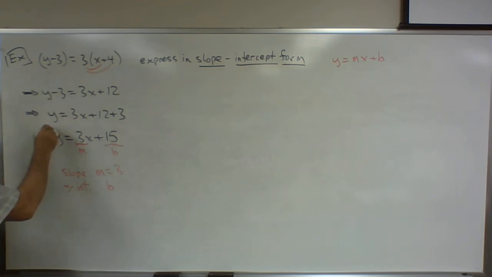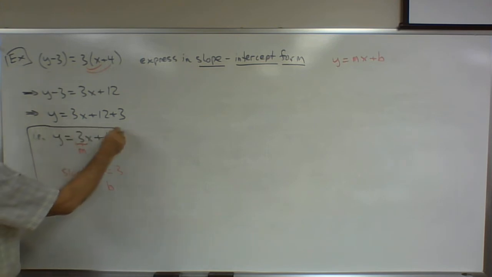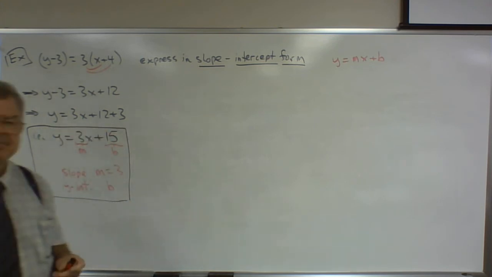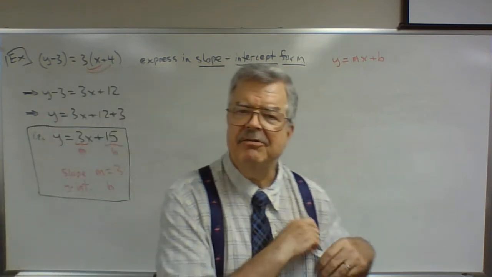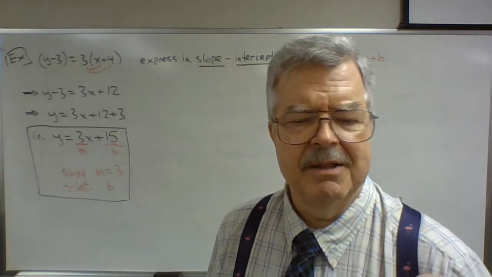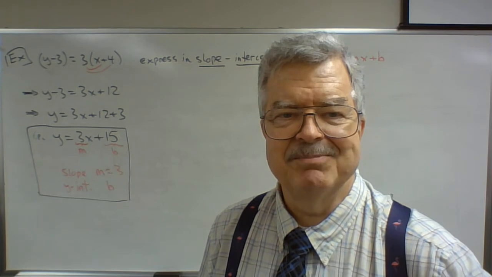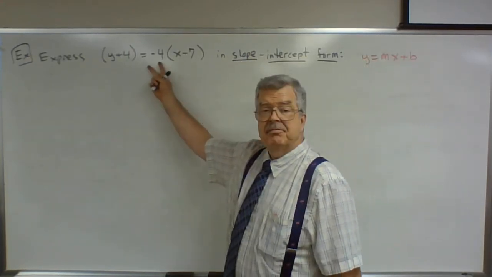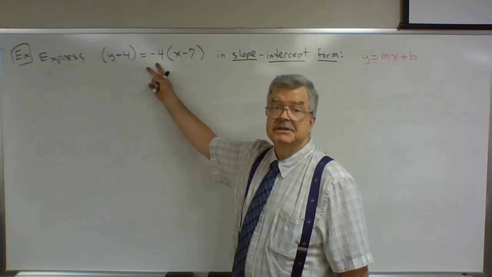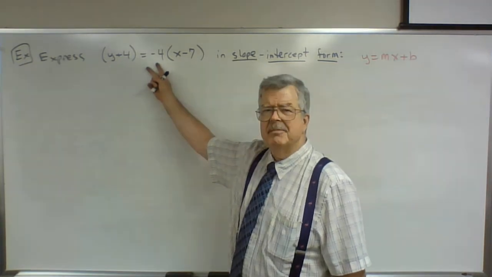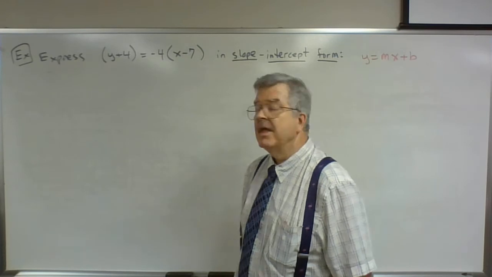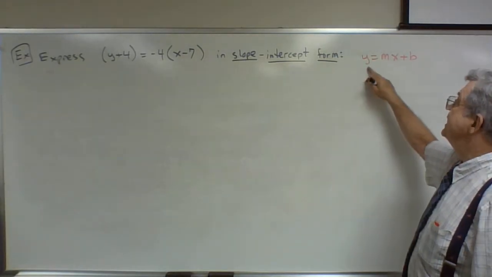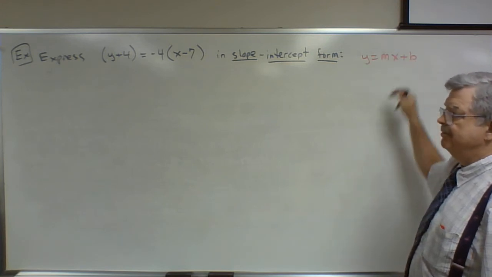Oh my goodness, that wasn't bad at all. As a matter of fact, that was so nice, maybe we ought to do another one. Why not, right? Express this line, which is approximately in point-slope form, and re-express it in slope-intercept form. Y equals mx plus b.